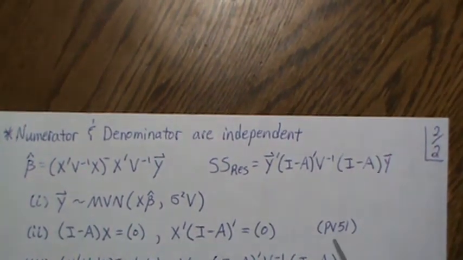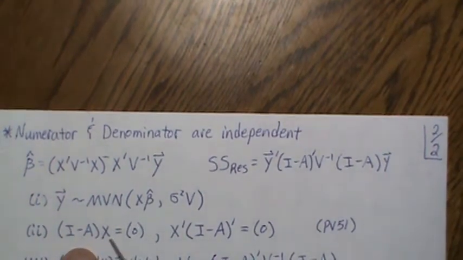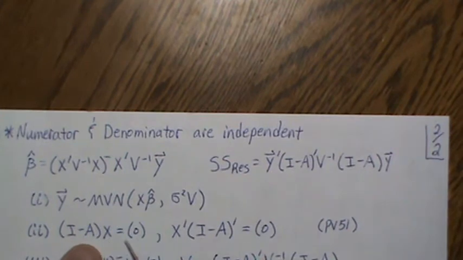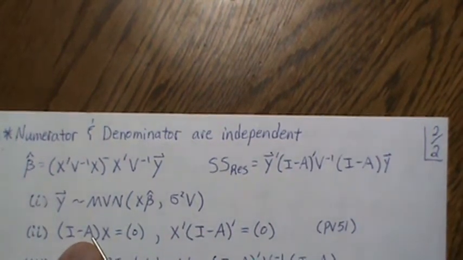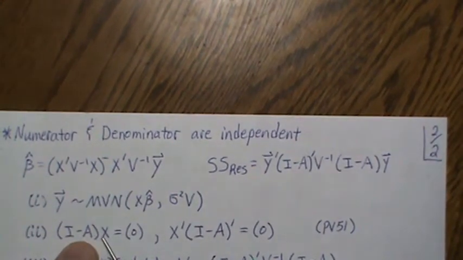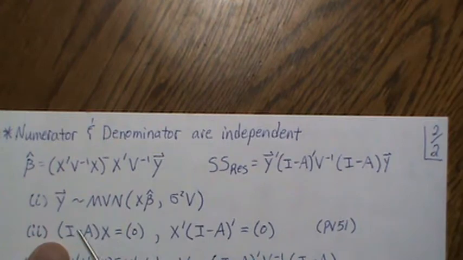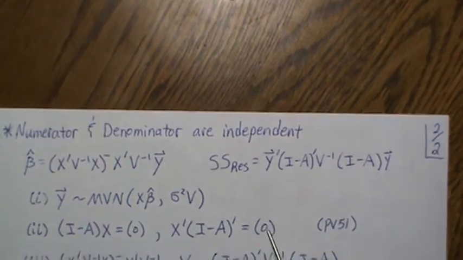Now, if you go back to previous video 51, where we showed that this is 0 and this, well, so this is an oblique projection matrix, so onto the column space of X. So AX is just X, and then IX is X, so X minus X is 0. And if we take the transpose of both sides, it's still 0.